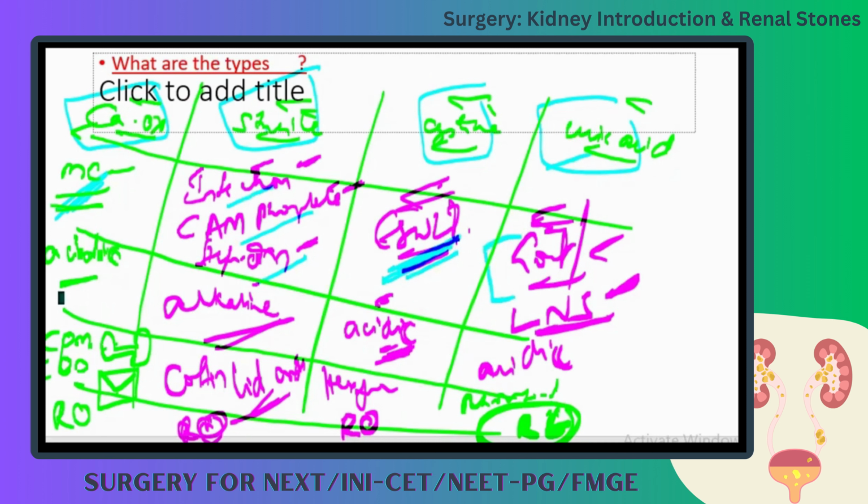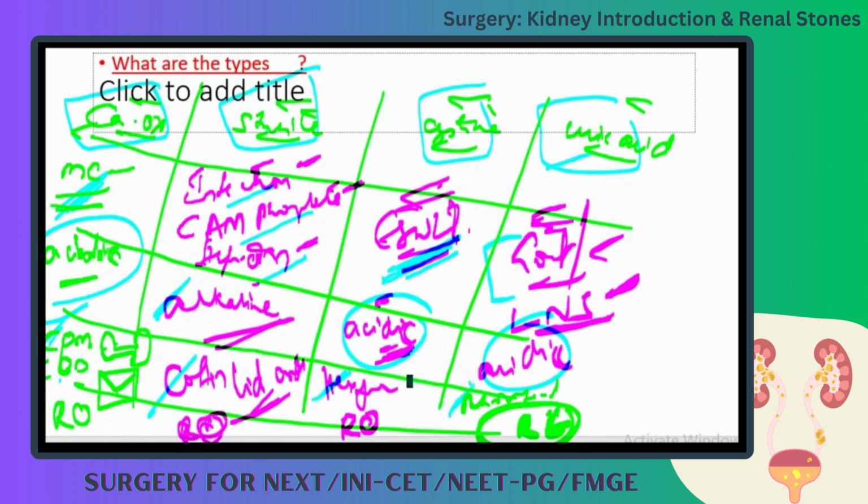And calcium oxalate, it is acidic in urine. All the other stones are acidic as well. Struvite is in alkaline urine. Calcium oxalate monohydrate is dumbbell shaped. Calcium oxalate dihydrate is envelope shaped. Struvite stone is coffin-lid crystal type of stone. And cysteine is hexagonal. Uric acid is rhomboid.